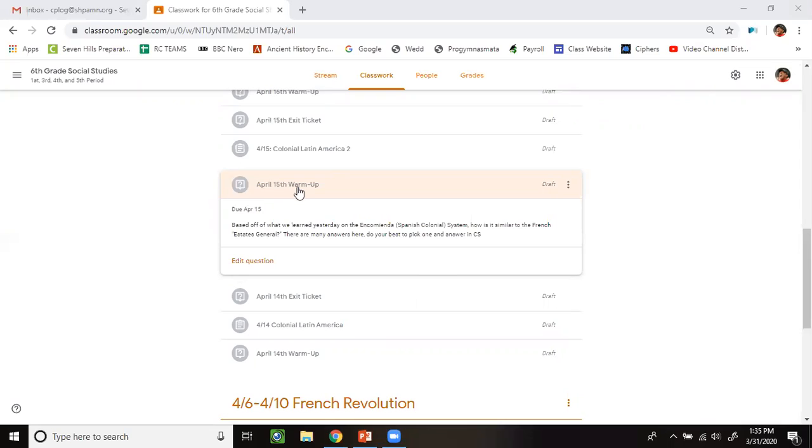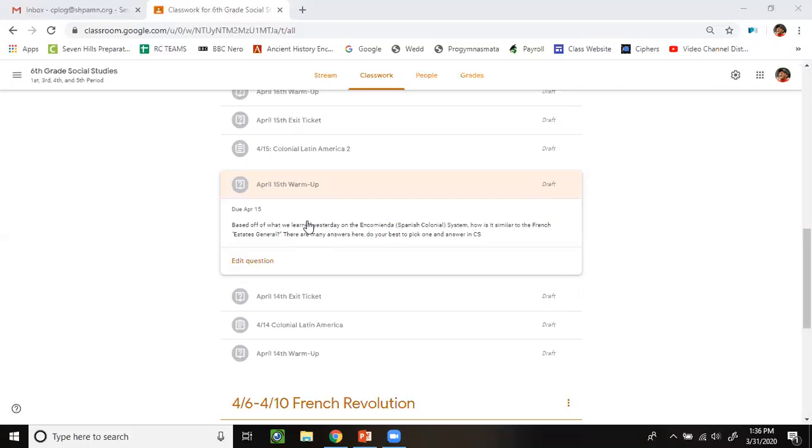So just a really quick reminder, we've got the warm up again, and it asks you to look at this new encomienda system that the Spanish leaders came up with in their colonies and see if you can relate it to the Estates General. Now, there are some differences, right? I mean, the people here that you're going to see, these are going to be not Spanish people, right? They were their own people before the Spanish showed up. So there's a difference there.